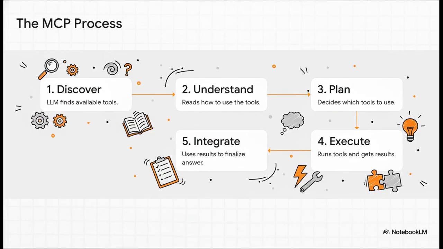The process here is also 5 steps, but you'll see it's completely focused on action. Let's say you ask, how many vacation days do I have? First, the model discovers what tools it has access to, like maybe the HR system's API. Second, it understands how to use that tool. Third, it comes up with a plan to call that tool to get your info. Fourth, it executes that call, securely retrieving your data. And finally, it integrates that live result right into its final answer.